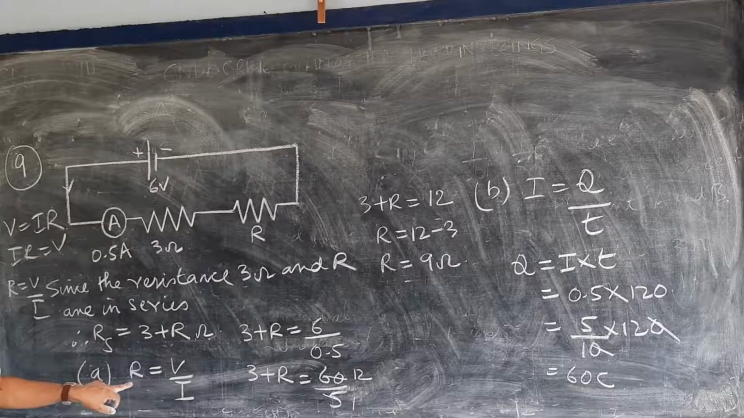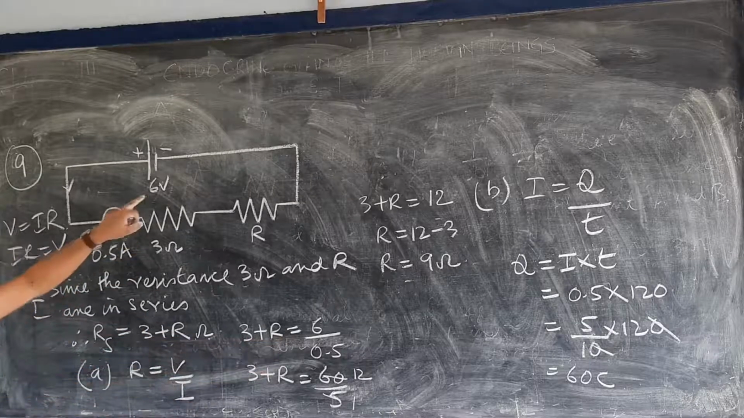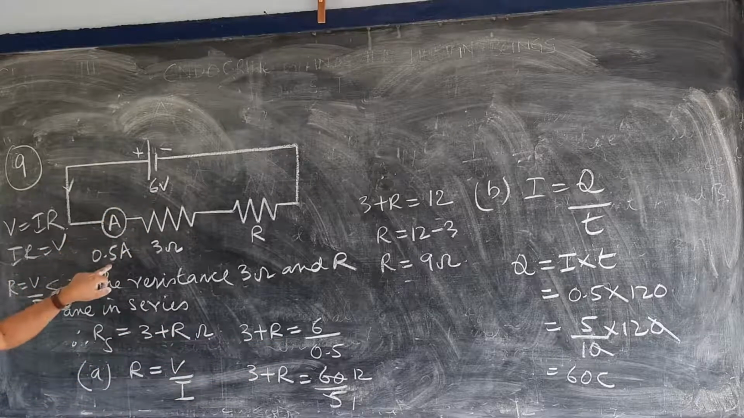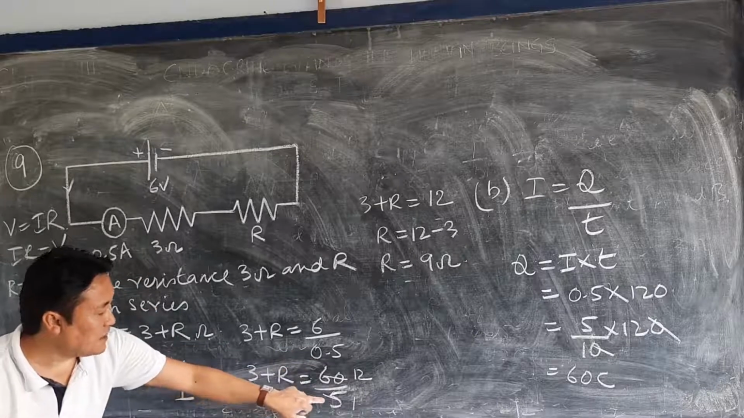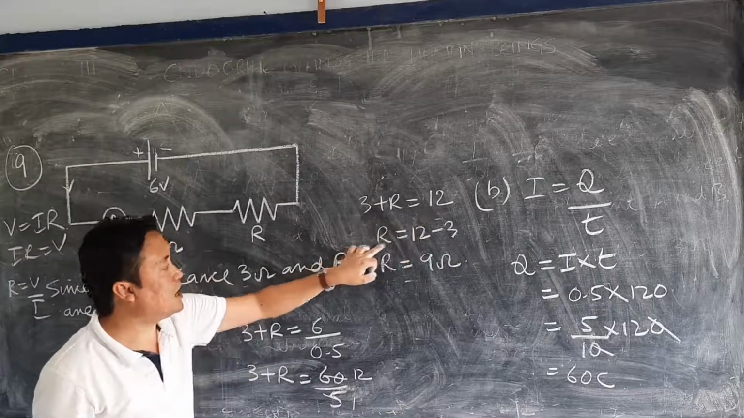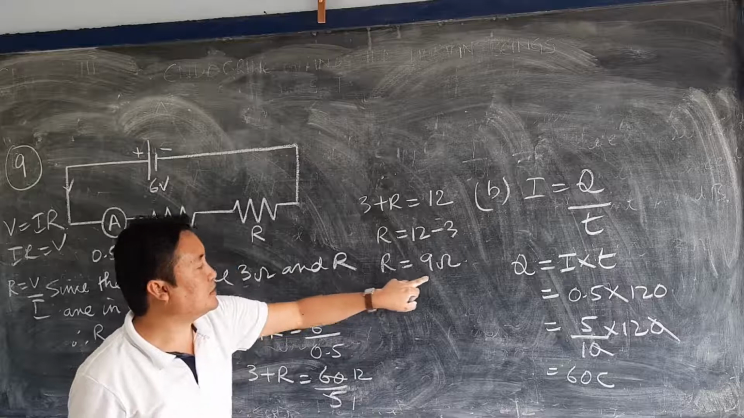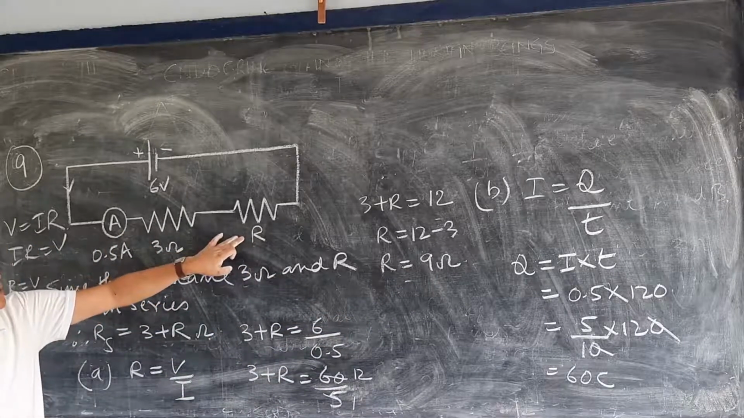So R is given here: 3 plus R equals V, where V is the given potential difference of 6, and the current is 0.5. Then remove the decimal here: 60 divided by 5. 5 1s are 5, 5 12s are 60. So 3 plus R equals 12. Then R equals 12 divided by 3, R equals 9 ohm. So this is the value of the unknown resistance: 9 ohm.